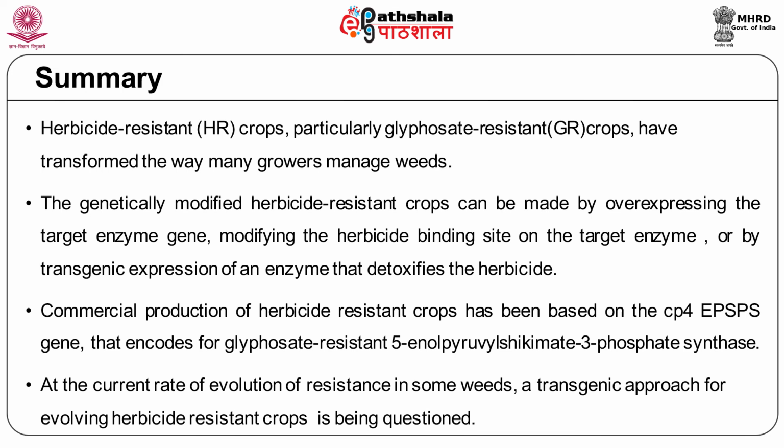Commercial production of herbicide-resistant crops has been based on the CP4 EPSPS gene that encodes for glyphosate-resistant 5-enol pyruvyl shikimate 3-phosphate synthase. At the current rate of evolution of resistance in some weeds, a transgenic approach for evolving herbicide-resistant crops is being questioned. The herbicide-resistant crops have helped the growers to reduce weed menace. However, the evolution of resistance in the weeds to these herbicides poses a threat to the success of the transgenic approach of induced herbicide resistance.